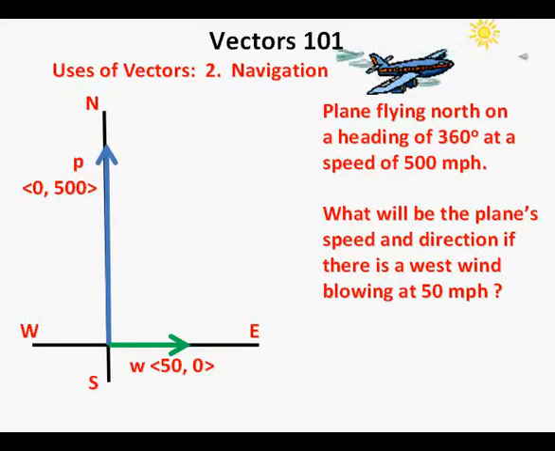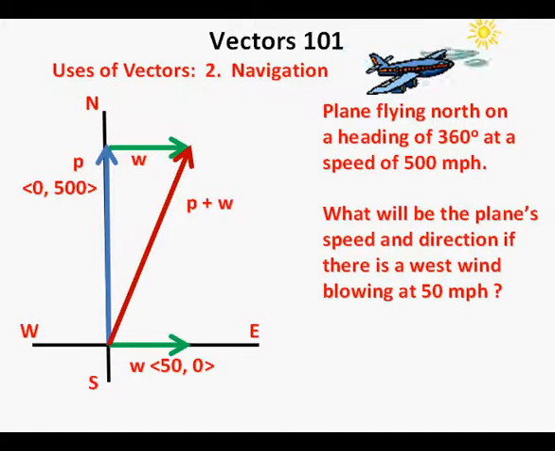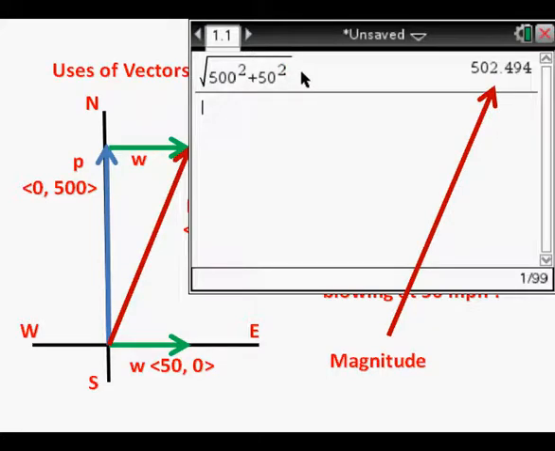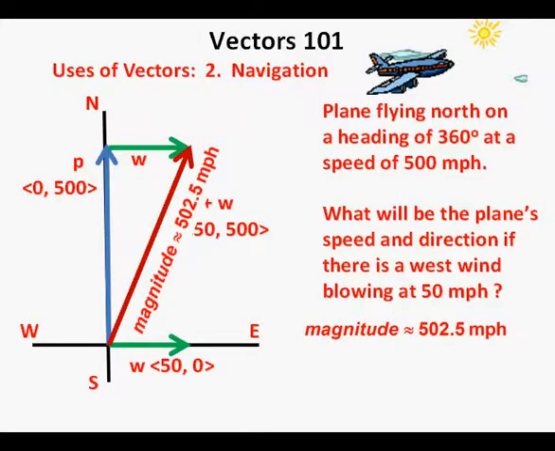that it's a vector. Graphically, we can move the tail of the vector W to the tip of vector P, and with these two vectors added together tip to tail, we have the vector P plus W. And this new vector is vector P plus W. The numbers representing this vector are 50, 500 within angular brackets. And to find the magnitude, it's the Pythagorean theorem again, the square root of quantity 500 squared plus 50 squared. Press enter. We get a magnitude of about 502.5 miles per hour. So we can label the magnitude of the vector P plus W.